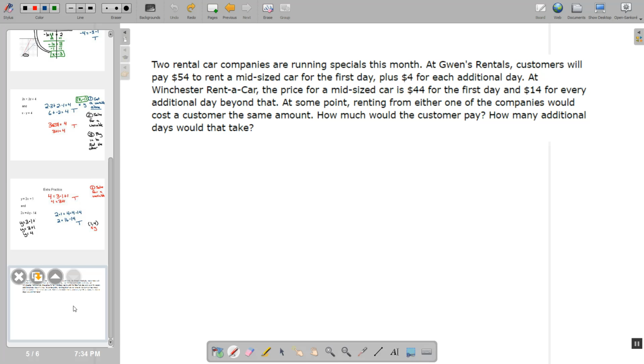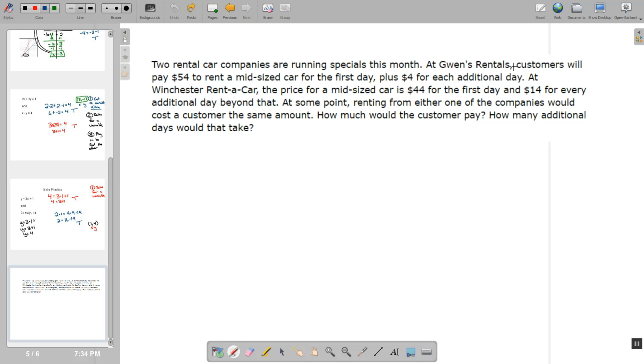So the last problem we're going to cover is actually a story problem that we can solve using the substitution method. Now I want to point out, we have covered these problems many, many times before. You solved them using tables, you solved them using graphs, you solved them using critical thinking. All of those are good, but sometimes the substitution method is going to be the fastest method, and that's what I'm showing you here. So, 2 rental car companies are running specials this month.